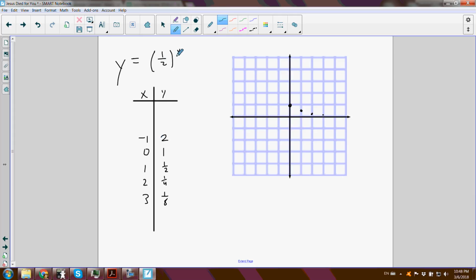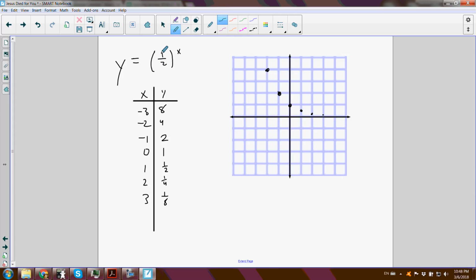How about the -1 power? 1/2 to the -1 power means you take the reciprocal of the 1/2. You have 2 to the first power. So -1, 2. And -2, 4. And -3, 8 will be too high. So this is going in the exact opposite direction as the exponential growth function. This is called exponential decay.